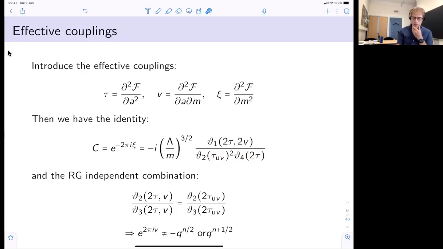And a related relation is the following relation for the ratio of theta two and theta three, with arguments two tau for the modular parameter and v for the elliptic parameter. This is equal to theta two of two tau v and theta three of two tau v. So this is an RG independent combination, because here on the right hand side, there is no dependence on A, no dependence on the mass. Whereas tau and v do depend on A and the mass. So it's quite a striking relation that if you take this combination, then all that dependence has magically disappeared.